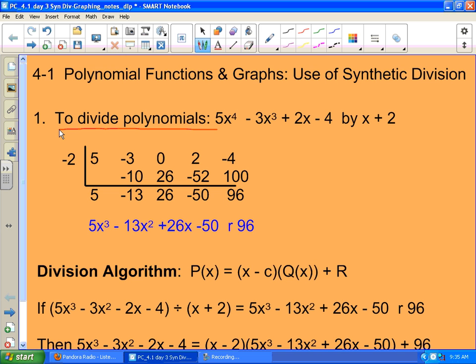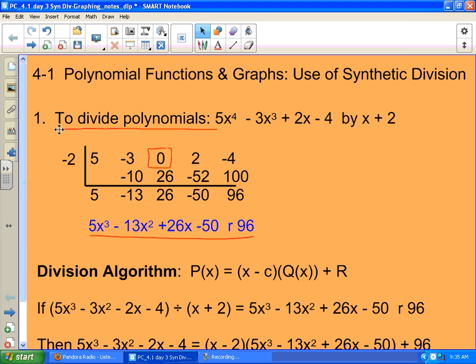And so here's an example, 5x to the 4th minus 6x cubed plus 0x squared. That's why there is a 0 here, because there is no x squared term. Plus 2x minus 4, and then we did our drop, multiply, add, multiply, add, multiply, add, multiply, add, right? That's what we ended up with. And we came up with some answer that had a remainder in it sometimes, and sometimes we have no remainder.